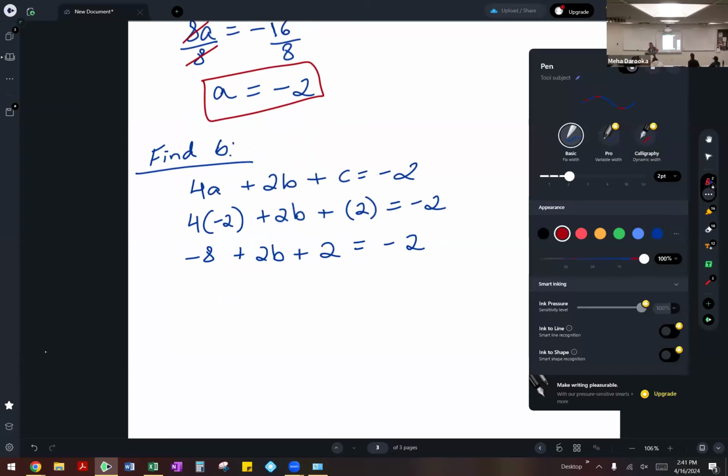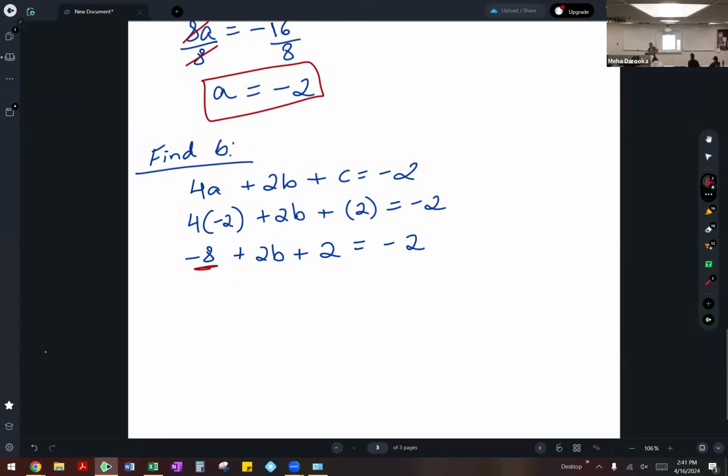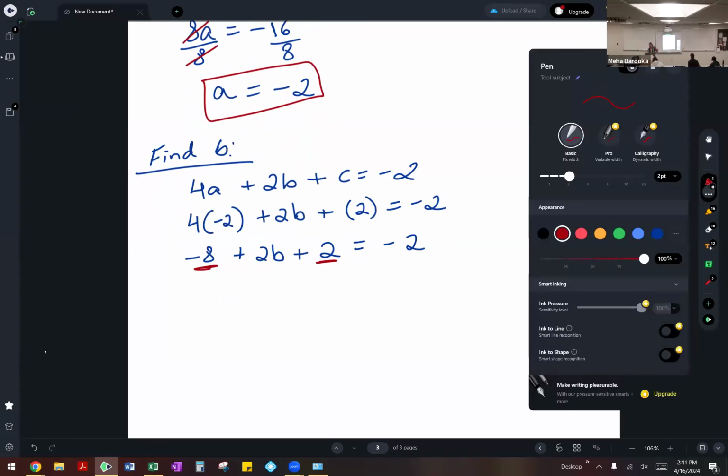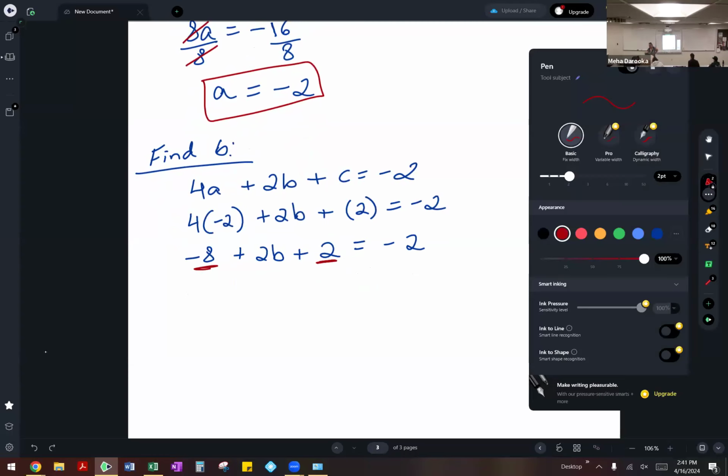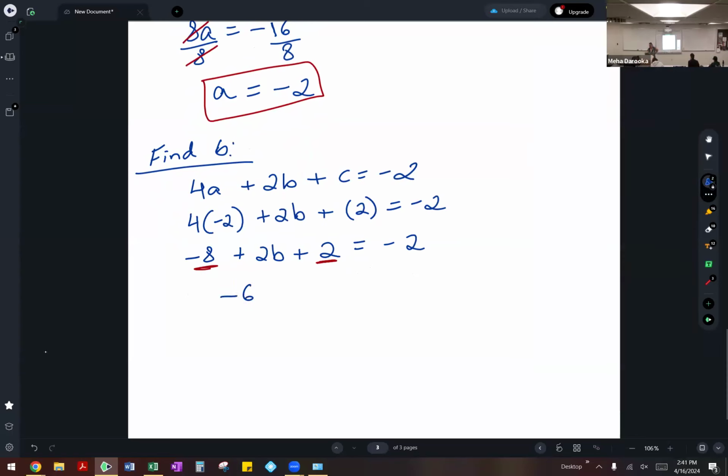Combine the like terms together, so you can take these guys and add them together, which will end up giving us -6. -6 minus 2B equals -2. You are adding that 6, moving into the other side, which leaves us with 2B. 6 minus 2 is 4, and look at that, this guy does come out to be 2. Interesting.